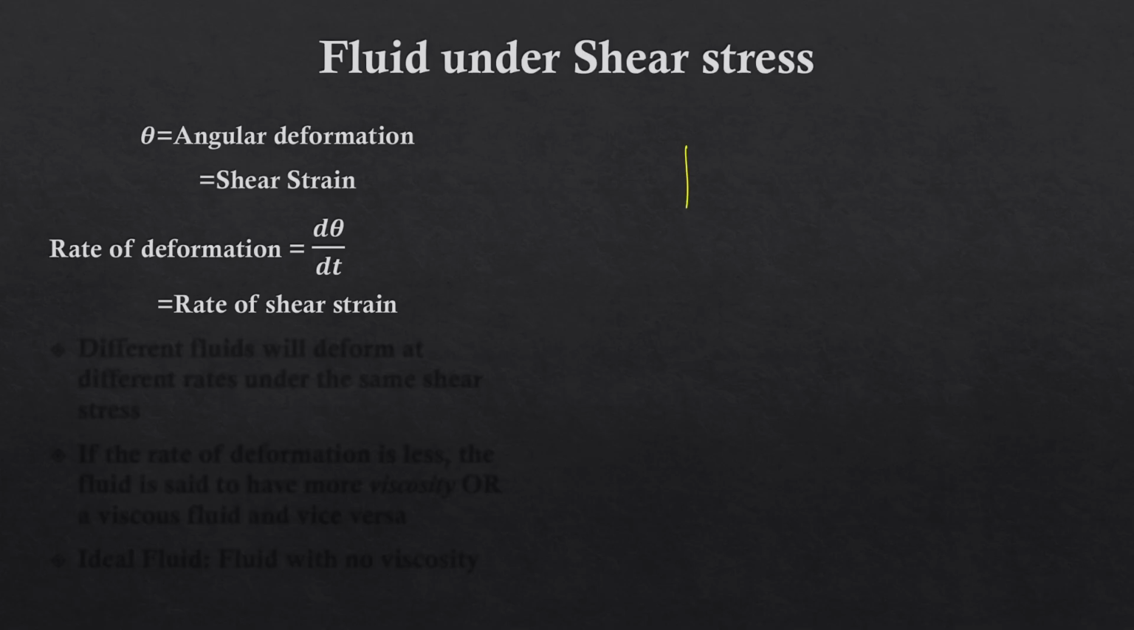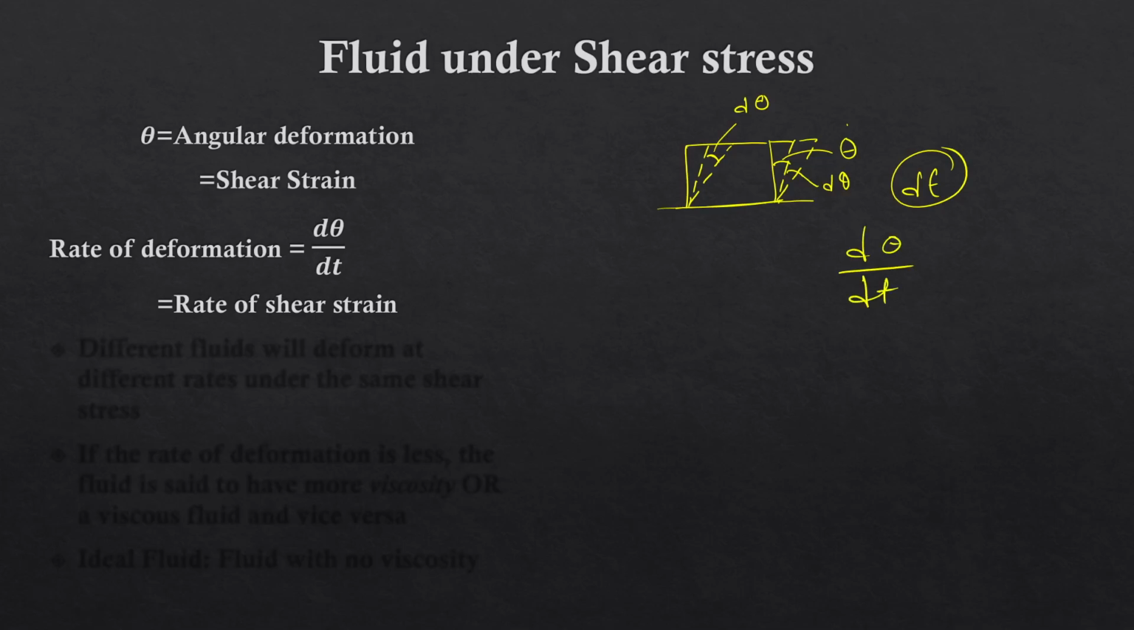That is, if we have a fluid element like this, after some time it will be deformed by this angle, suppose theta, and if it takes dt amount of time to change this deformation further by an amount d theta, which is this much, then d theta by dt is called the rate of shear strain, or rate of angular deformation.